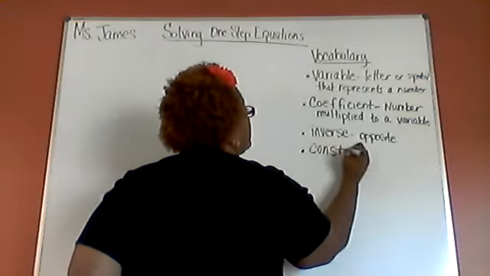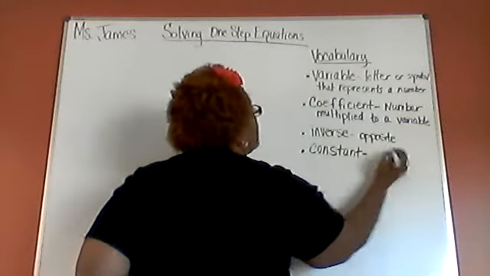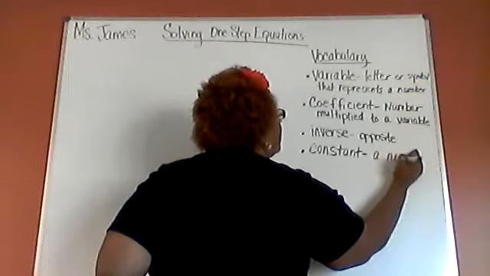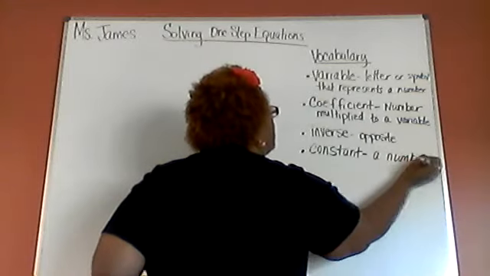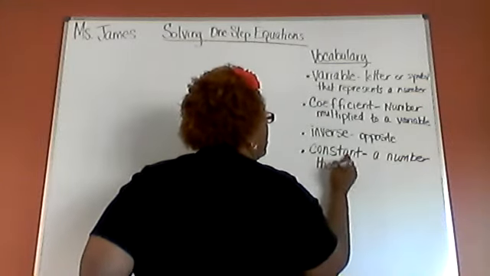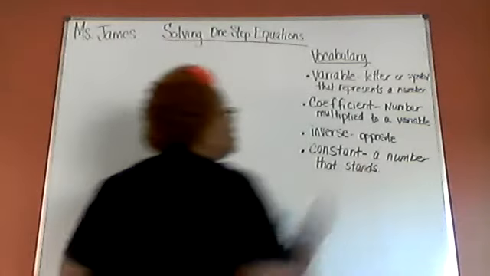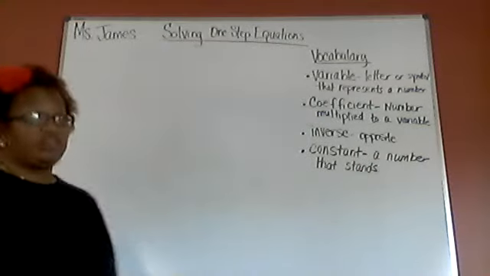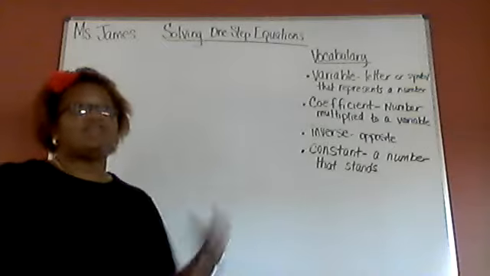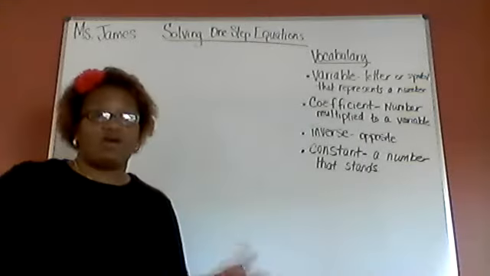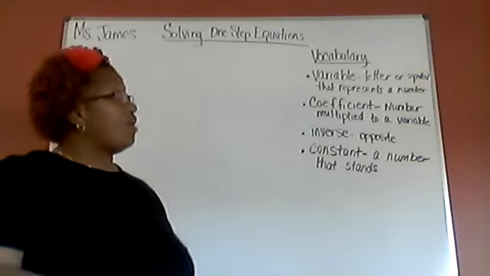Another one, it just reminded me, is constant. What is a constant? A constant is a number that stands alone. So it does not have any variables attached to it. If you think of it, constant means the same all the time, so that number is the same all the time.